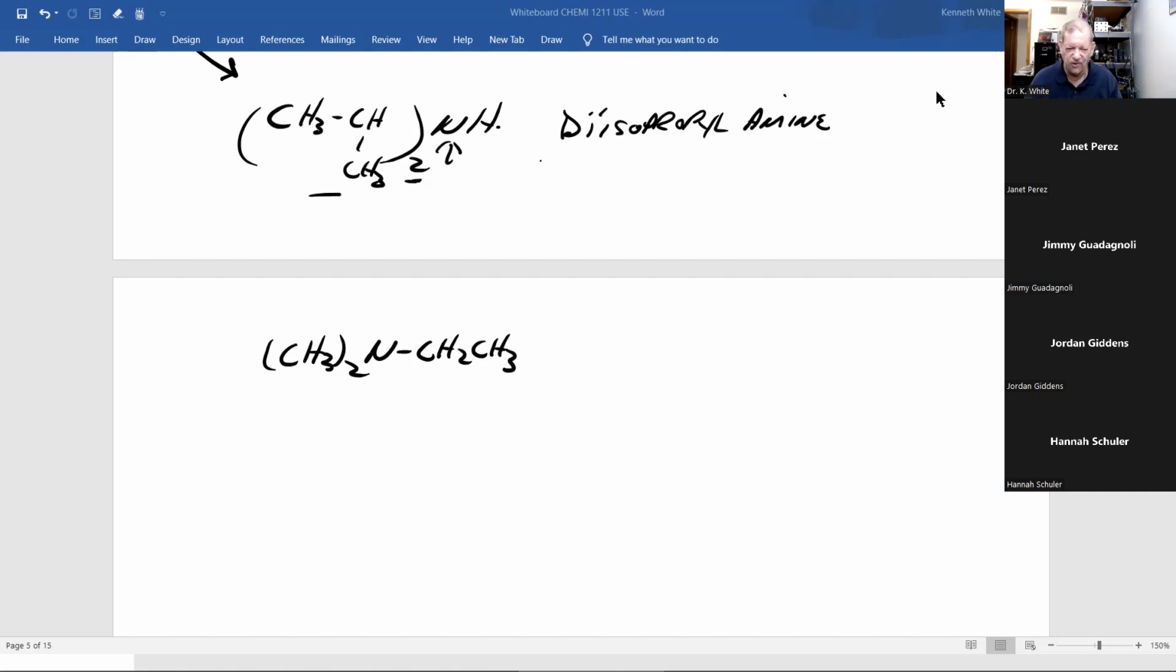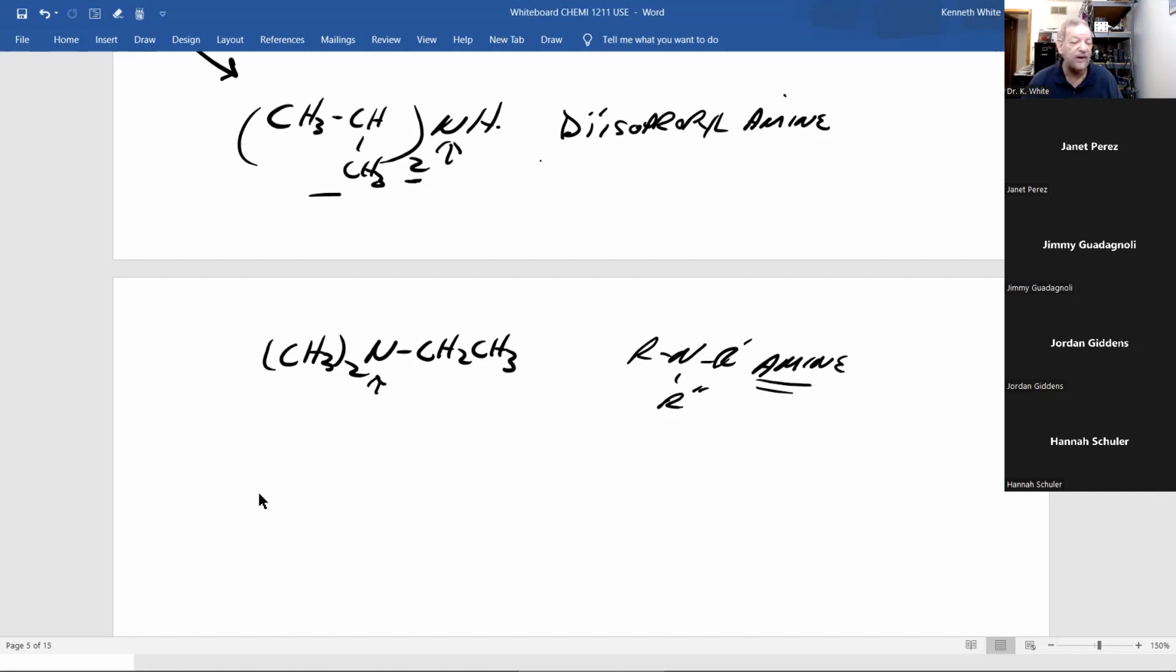All right, let's do this. The question is, what's the common name for this molecule? If we look at this, we have a nitrogen and 3 alkyl groups on it. That's a tertiary amine. I'll never ask it, but let me just say it's an amine.